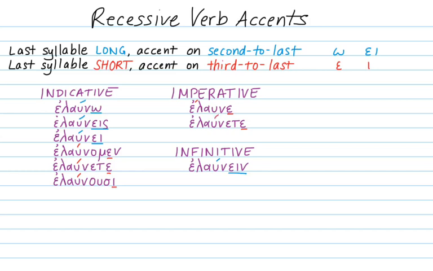So now, just to say them all at once, I'll go through the indicative for you. Elaúnō, elaúneis, elaúnei, elaúnomen, elaúnete, elaúnousi. The imperative, elaúne, elaúnete, and the infinitive, elaúnein. The end.